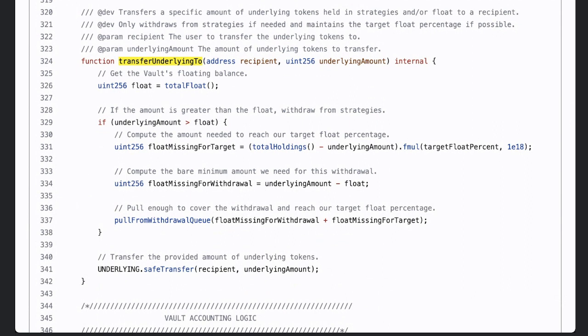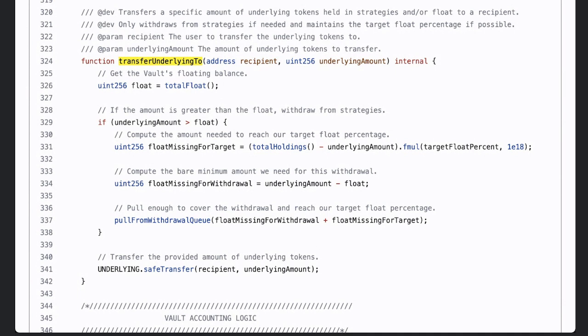How does it figure out which strategy to pull from? It does look like there is the ability to have more than one strategy per vault. So how's it picking where to pull from? Does it just go from like a most recent first kind of thing? Well, let's jump straight to that function. I'll talk about it while we're going there. Pull from withdrawal queue.